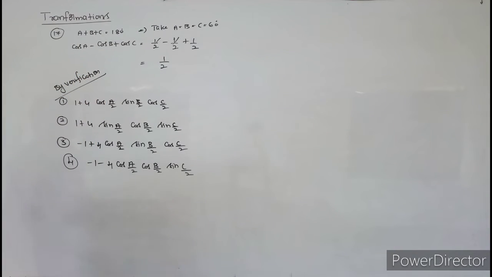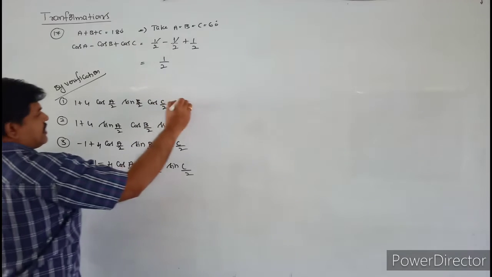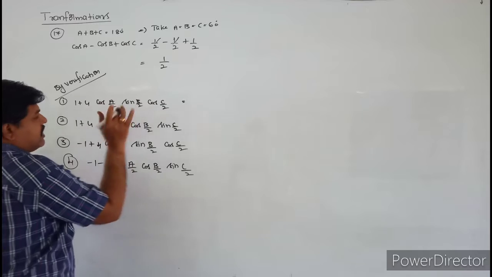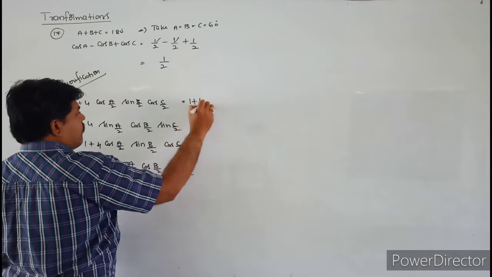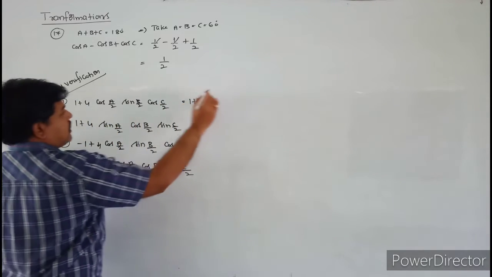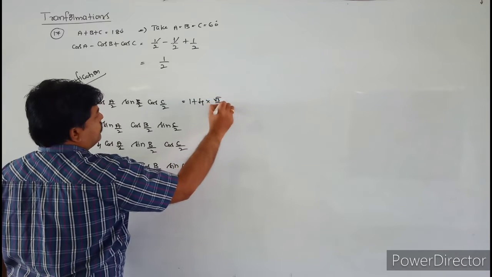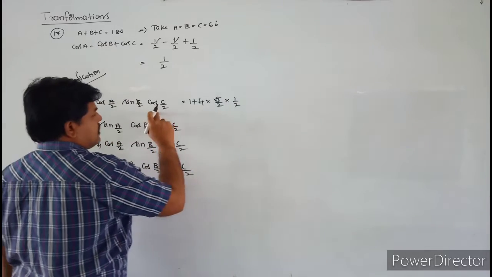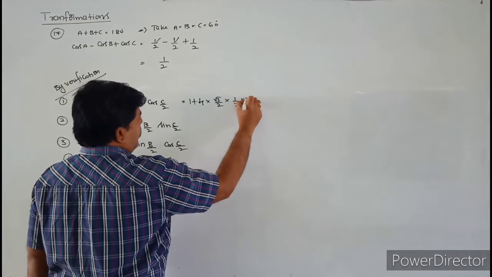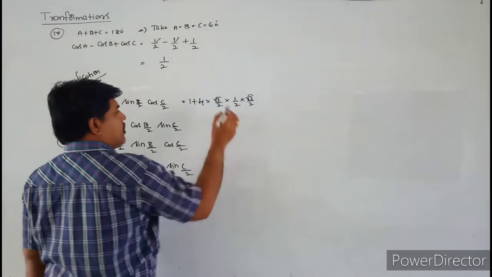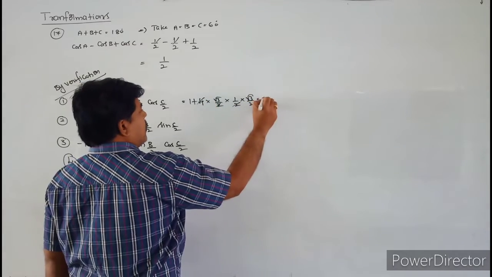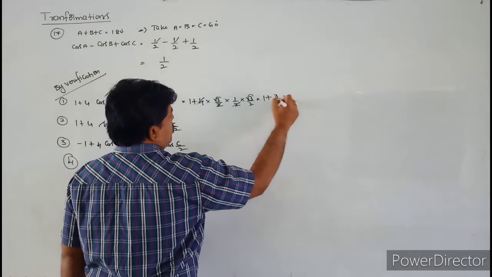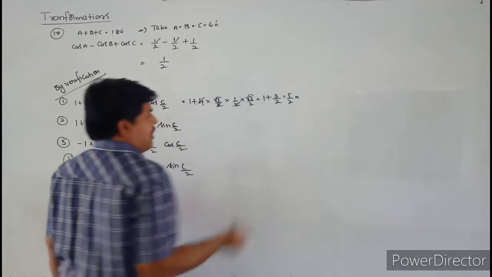So take the problem. Just substitute the values, students. A equal to B equal to C equal to 60 degrees. With these values, what happens? 1 plus 4 into cos 30, which is root 3 by 2, sin 30, which is 1 by 2, and cos 30, which is root 3 by 2. The 2 and 4 will be cancelled. It will become 1 plus 3 by 2, so it will become 5 by 2. So it is not the option.